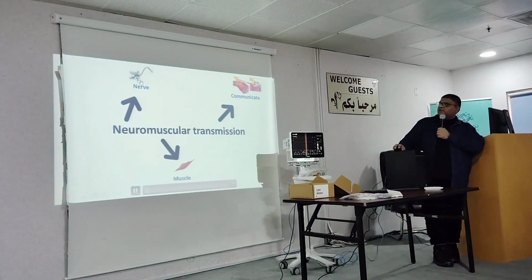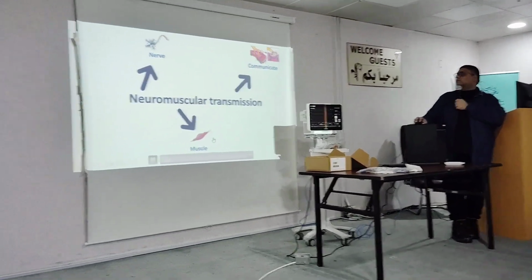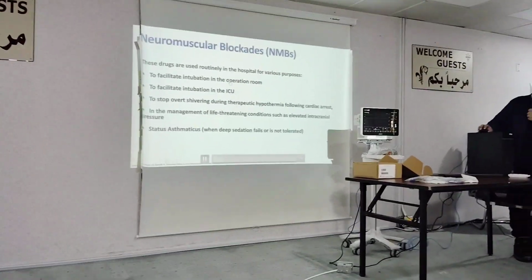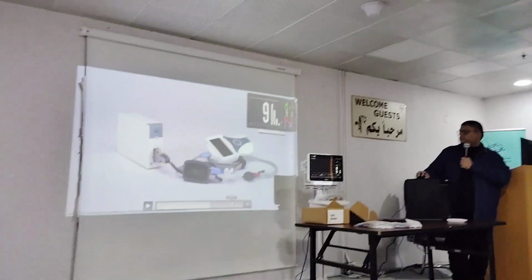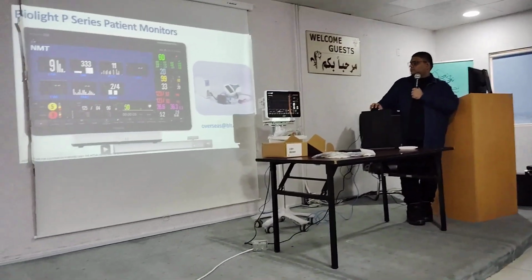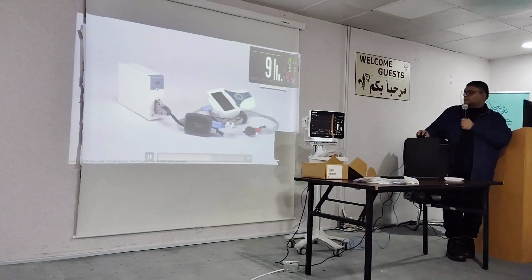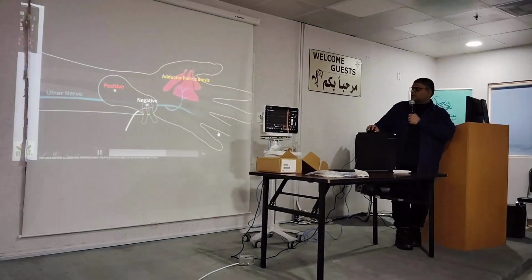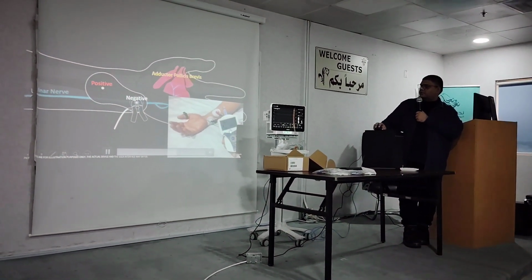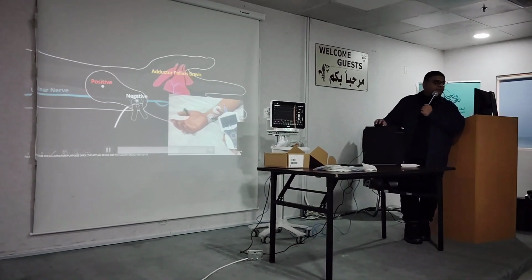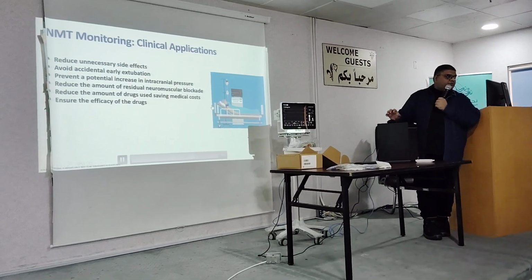Yeah, so you can see there is a nerve, and it connects to the muscle through nerve fibers. So we can use this in different areas. So you see it sends the electrical signals. You can see over here, 1, 2, 3, 4. You see how the thumb moves? So it's showing you whether there is enough neuromuscular blockade or not.